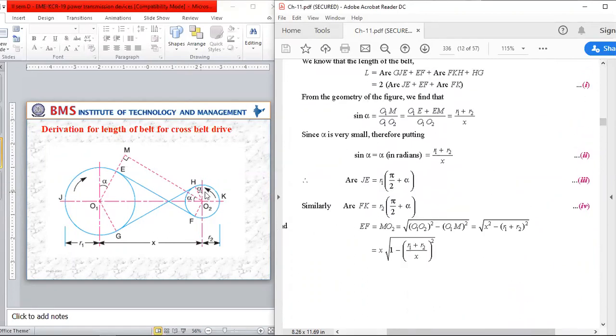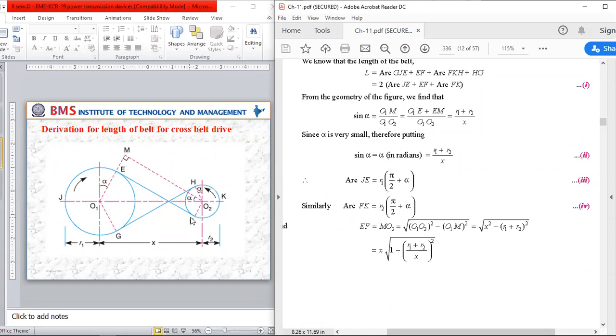Now what is the length of arc FK? In a similar fashion, what is the angle made by this and what is the radius? The radius is R2, and the angle made by FK is going to be 90 plus alpha, so pi by 2 plus alpha. So arc FK is equal to R2 into pi by 2 plus alpha. So now we know arc JE and arc FK, and we need EF.